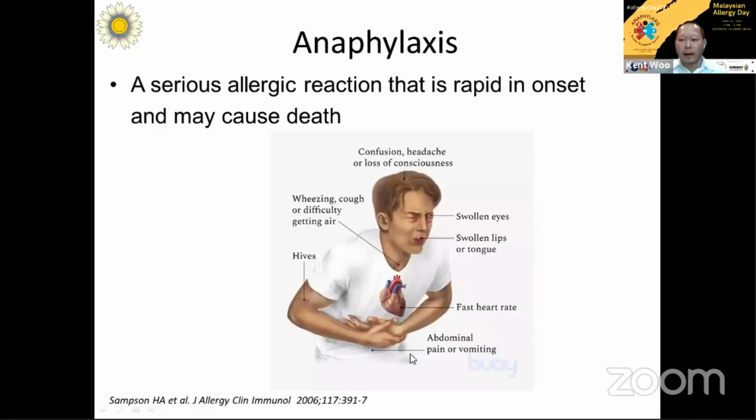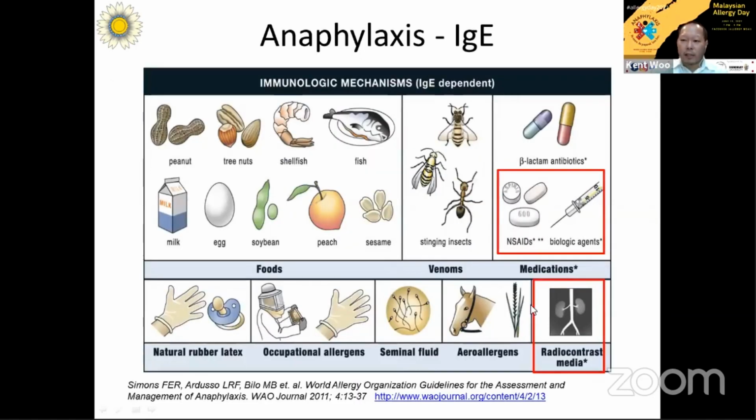So what is anaphylaxis? It sounds like a very, very sophisticated word, but it simply means a serious allergic reaction that is rapid in onset and can cause death. And these are all the symptoms that you can see. IgE-mediated anaphylaxis is what you might see when you do a Google search. It just means that the allergic reaction is mediated by this antibody called IgE.